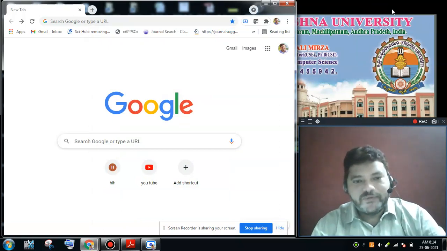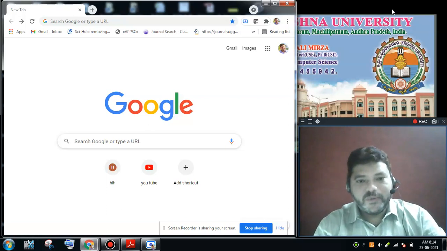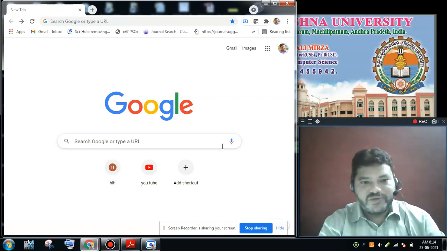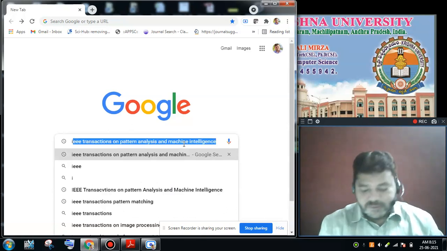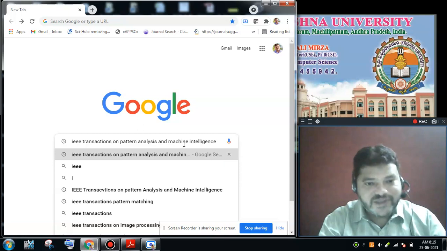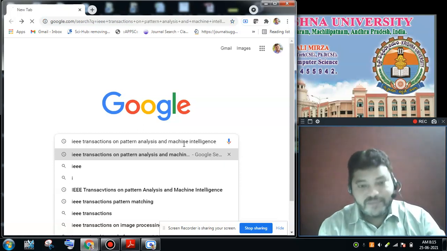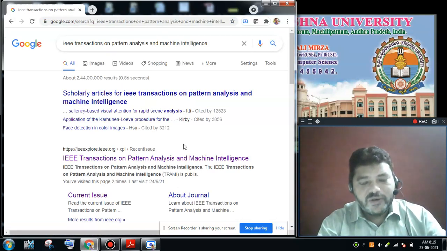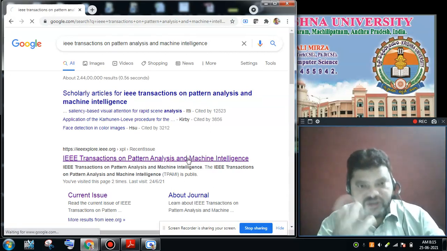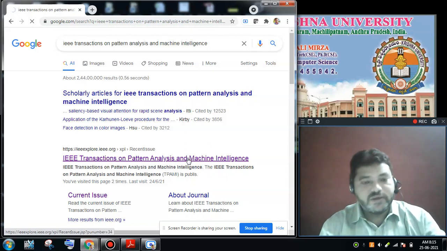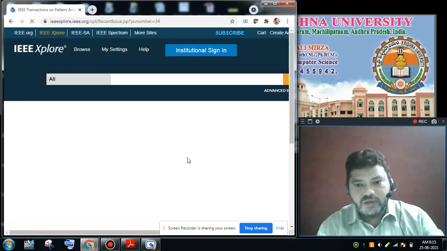So today we are going to see one more manuscript from a reputed journal. So the journal is IEEE Transactions on Pattern Analysis and Machine Intelligence. So this journal is one of the reputed journals in terms of its impact factor. What it is having, you can see it here.